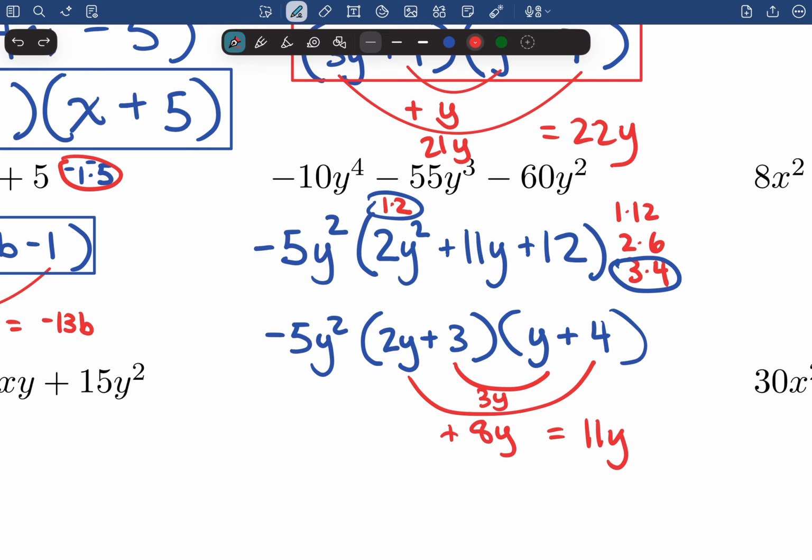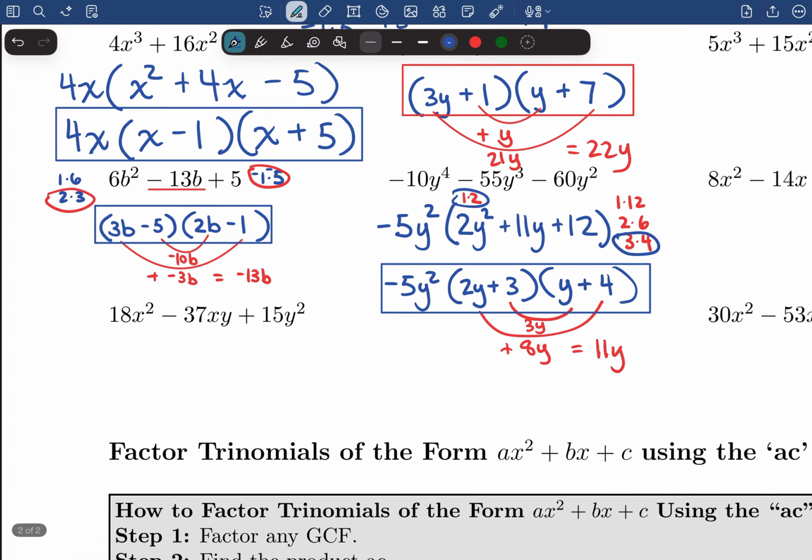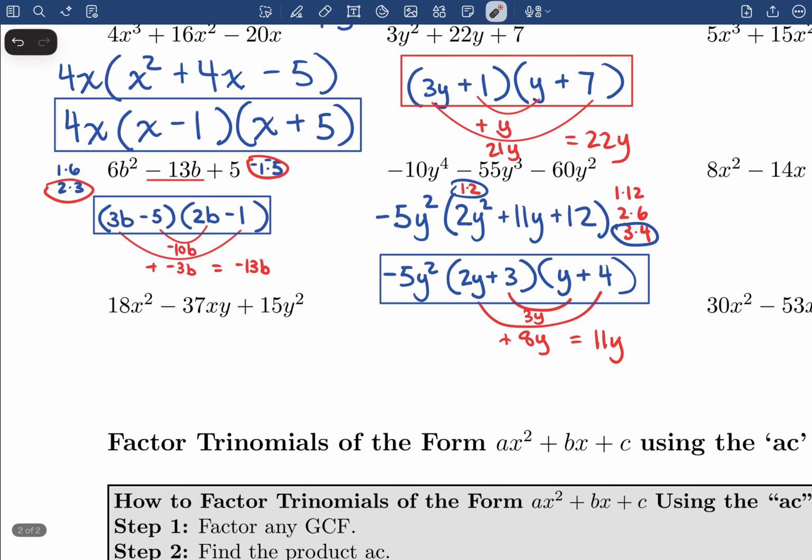We have factored that trinomial. So the answer is this stuff right here. This is the factoring of what we started with. Great. Now, of course, you could take all of this and multiply it back together and check to see if it gives you the starting stuff.